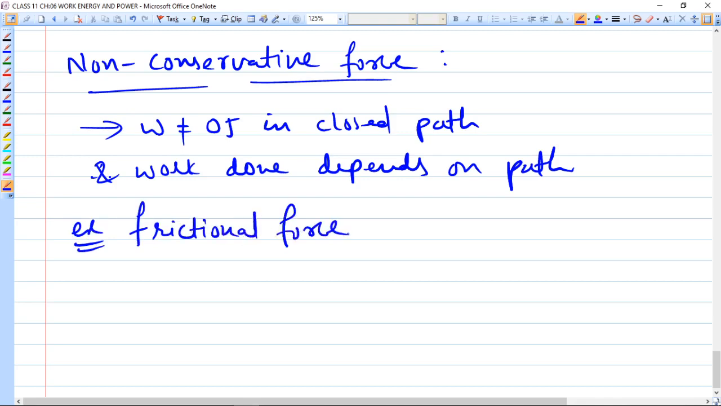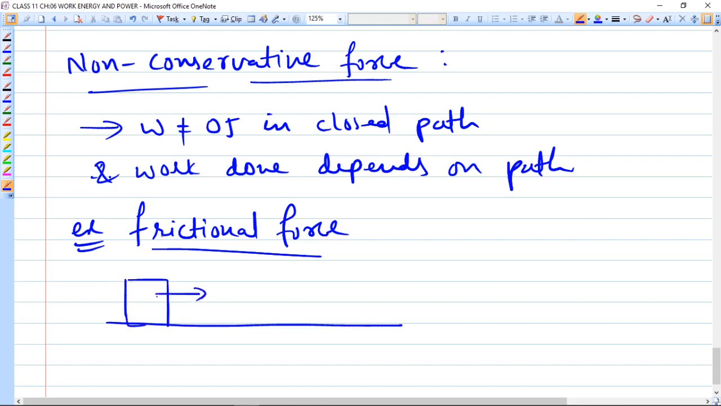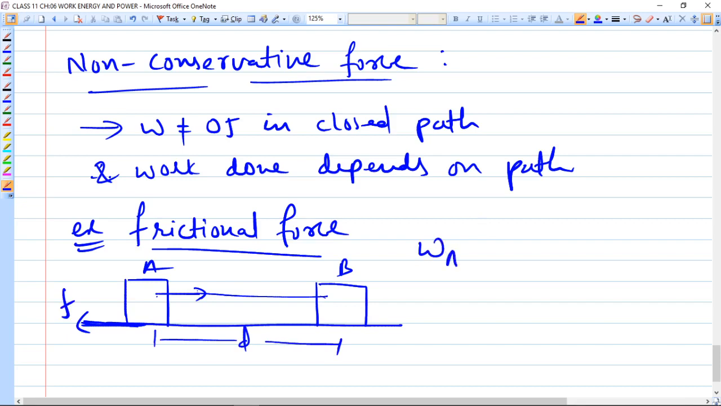Frictional force. Frictional force is which type of force? Non-conservative force. See carefully here. I think you know somewhat about frictional force. The object is moving here, suppose from A to B. So where will the frictional force act? Frictional force will act in the opposite direction. Suppose the displacement is D. So what will be the work done from A to B? Work done from A to B will be equal to frictional force into D.